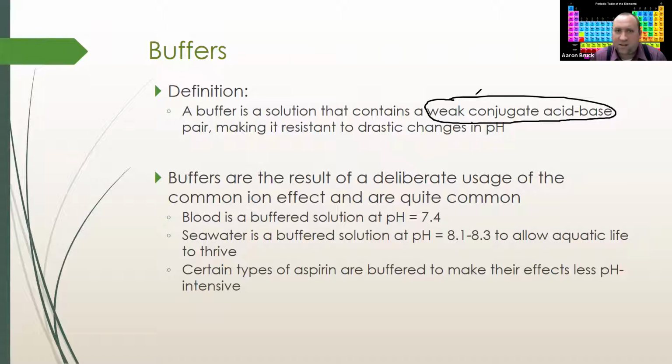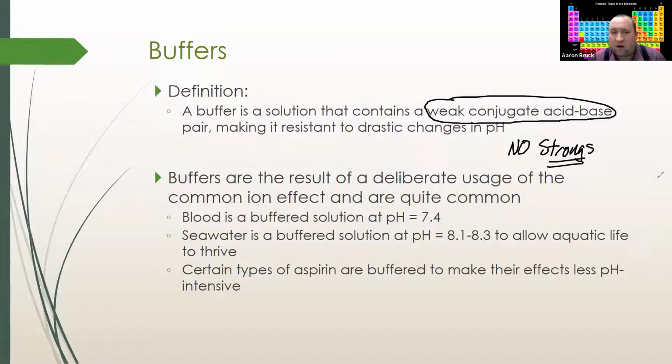So we're not going to see buffers with any kind of strongs. No strong acids, no strong bases. The resulting conjugates are not reactive enough to actually do buffering. But because this pair can essentially interconvert between each other, they make the solution much more resistant to changes in pH.